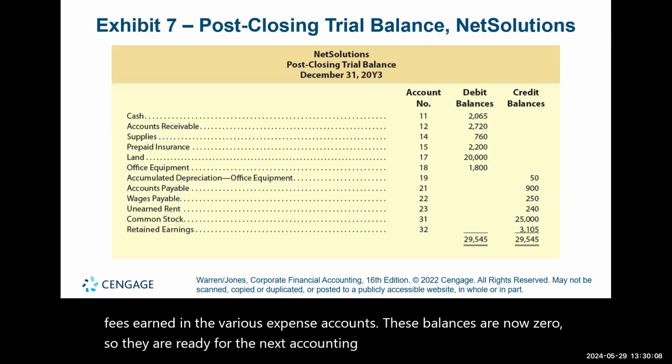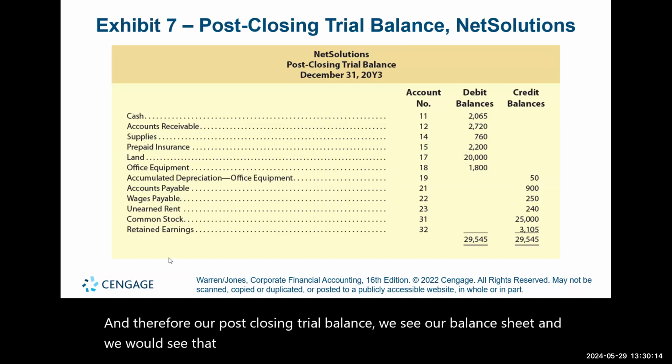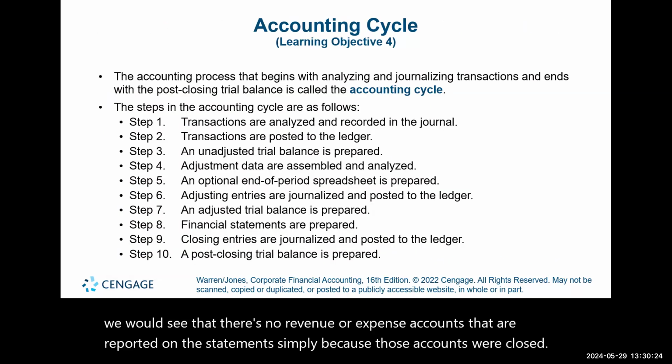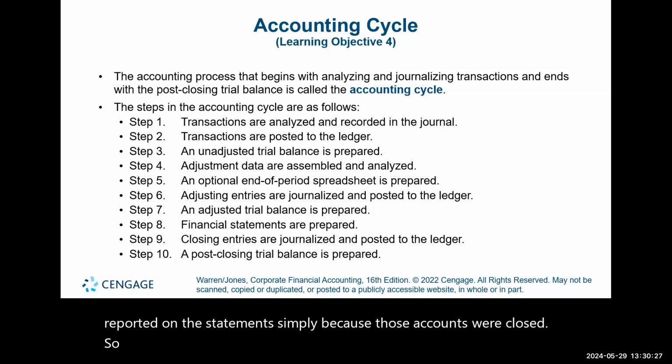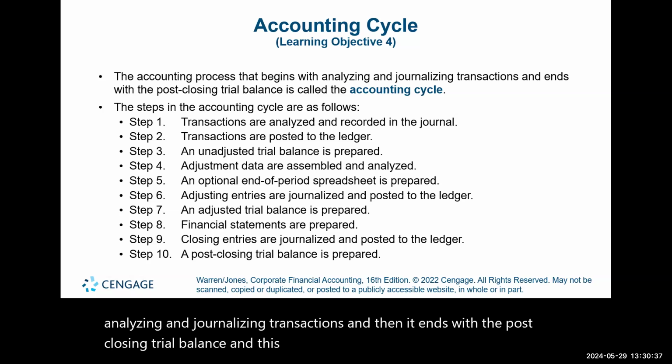And then for our post-closing trial balance, we see our balance sheet, and we would see that there are no revenue or expense accounts reported on the statements simply because those accounts were closed. So the accounting process, which we started in chapter 1, begins with analyzing and journalizing transactions, and then it ends with the post-closing trial balance, and this is called the accounting cycle.